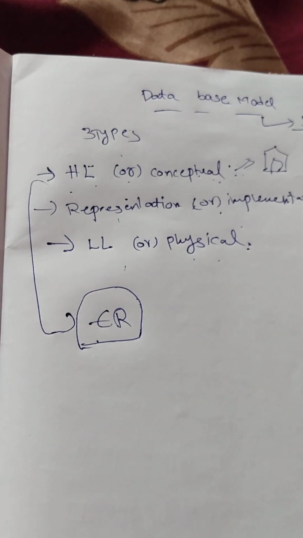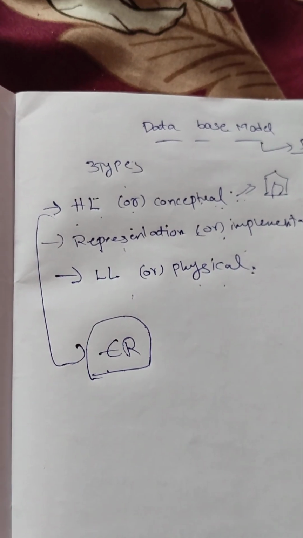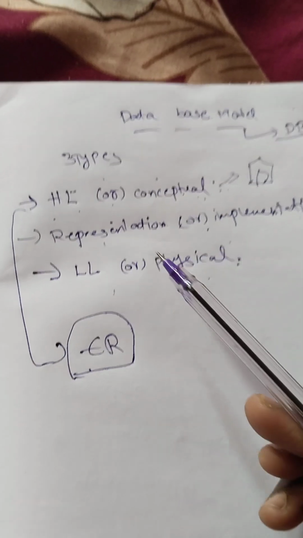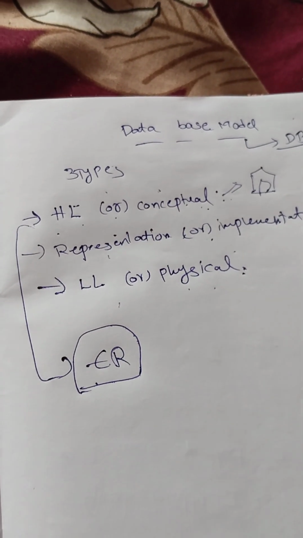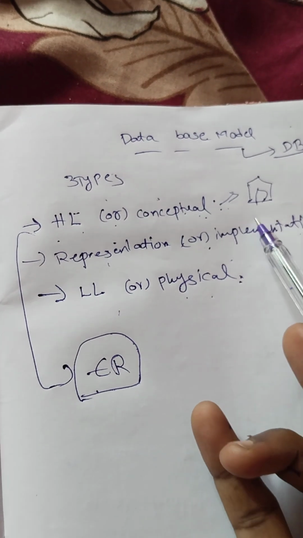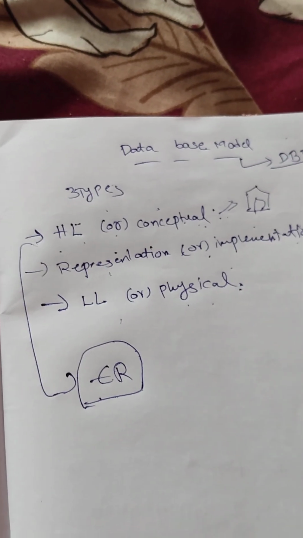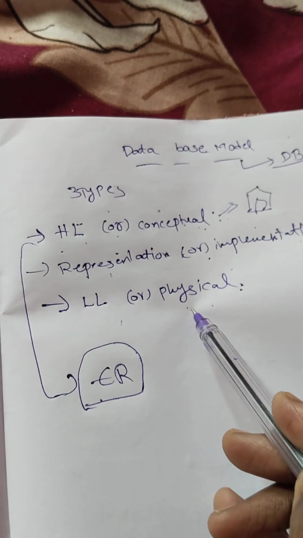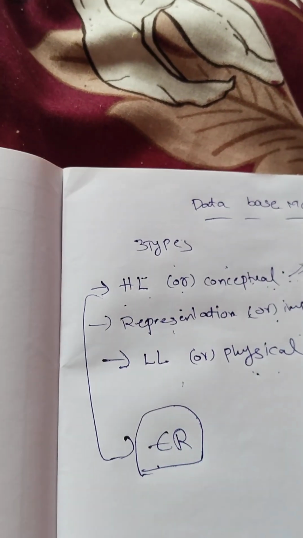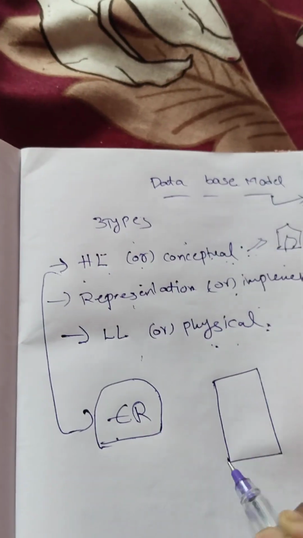As a general example, suppose we have to construct one building. For that we draw one design, our dream house, and that is the high level. Next, deciding which things we use for constructing the house is done by the representation or implementation level. Finally, physically constructing our building is called the physical level or low level database modeling.